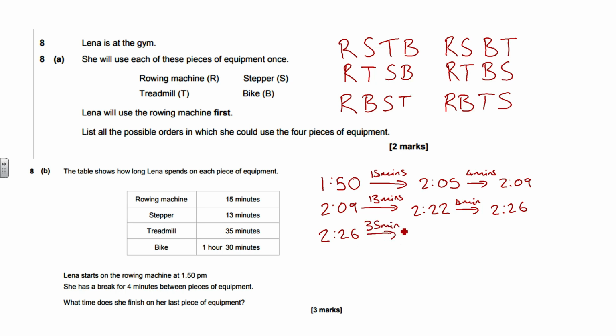So that's 61, so that's gone past the hour, 3:01, and then another 4-minute break is 3:05. So she goes onto the bike at 3:05, spends 1 hour and 35 minutes, or 1 hour 30 minutes, sorry. So that's 4:35 that she finishes on the bike.